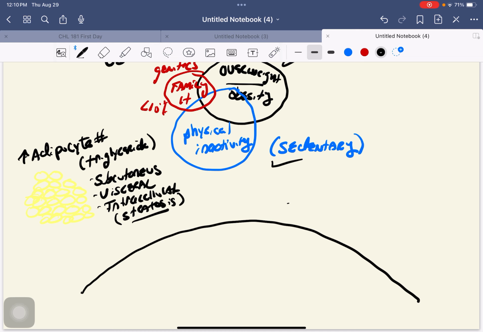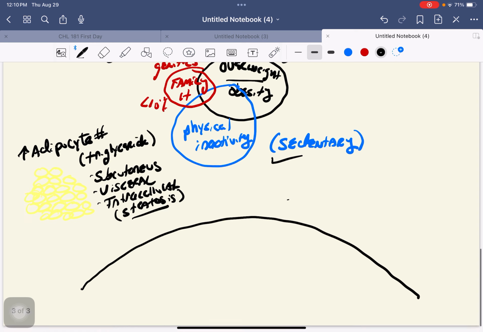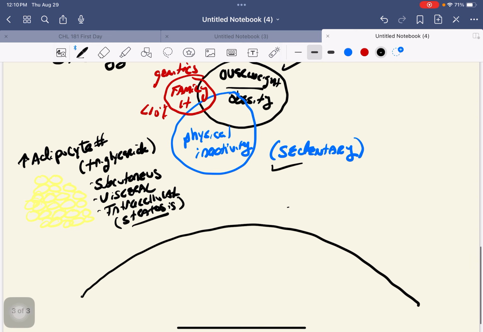Steatosis, fatty liver disease, if it's stored inside of the cells, the hepatocytes of the liver. So that's steatosis. That's the word I had tried to write down there. Steatosis, fatty liver condition, right?